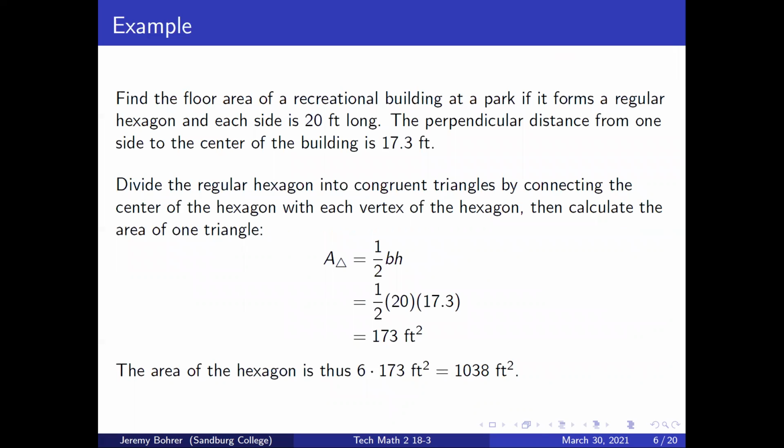So for example, find the floor area of a recreational building at a park if it forms a regular hexagon and each side is 20 feet long. The perpendicular distance from one side to the center of the building is 17.3 feet.